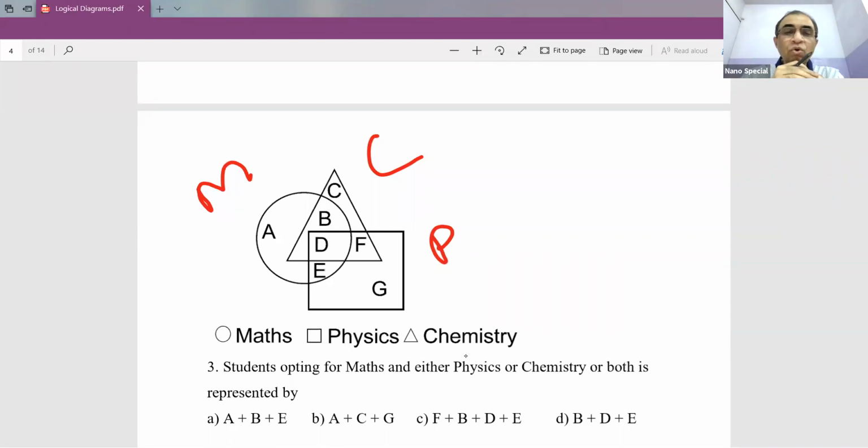Okay. So those who are opting for maths should definitely be part of the circle. Also, they should opt for physics or chemistry. So this part, this part, this part, and or both is this part. So B plus D plus E. B plus D plus E. So that is the answer.